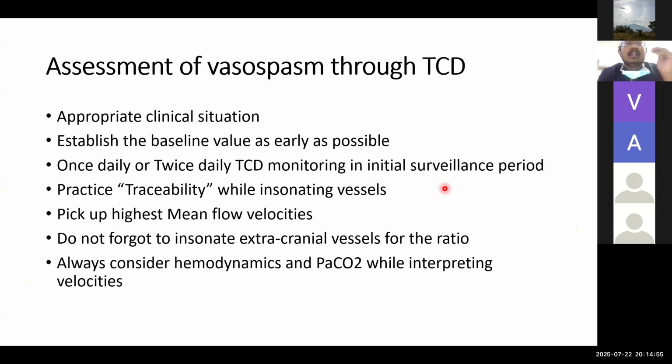After that, once you get a case of any of these clinical scenarios, try to establish baseline values as early as possible. Say you get an aneurysmal SAH case post-coiling: try to do a transcranial Doppler of bilateral vessels and establish the baseline values. Then you can use these baseline values and see how they are faring in consecutive days.